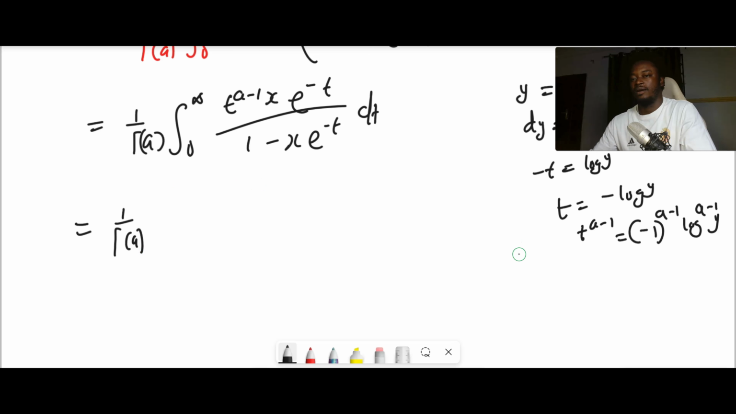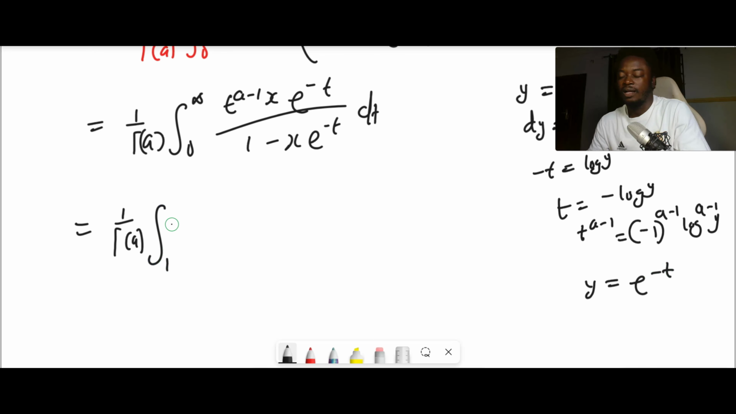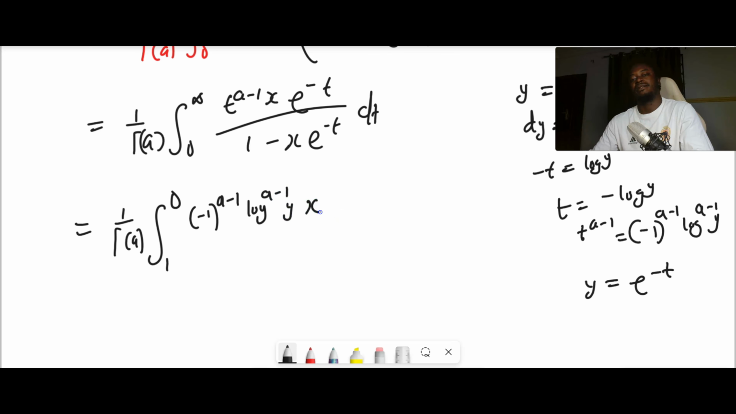Okay, so basically you would have this equal to 1 over gamma of a. Now observe that since we let y be e to the negative t, as t becomes 0, y will be 1, so you have the integral from 1. Now when t becomes infinity, y will be 0, so you have the integral from 1 to 0 of negative 1 to the a minus 1 logarithm to the a minus 1 of y. Then you would have an x, and you have negative dy, all divided by 1 minus x y.